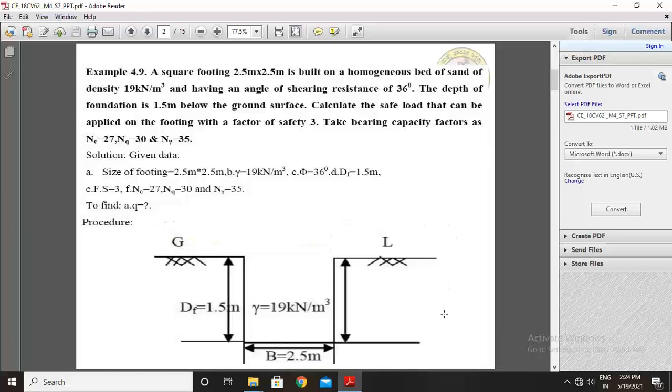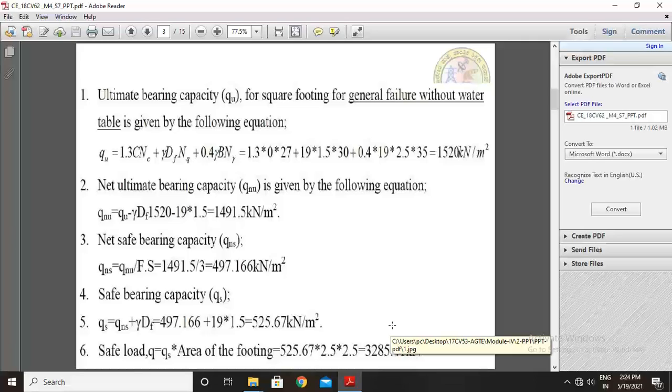Procedure. Now draw the diagram of the footing. This is the ground level, the depth of the footing Df is 1.5 meter, the width of the footing is 2.5 meter, and the unit weight of soil is given, that is gamma is 19 kilonewton per meter cube. Okay, this is the diagram. Now follow the same procedure for calculation of SBC.